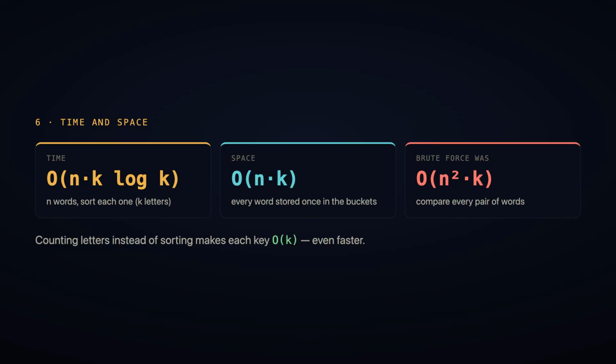The price is memory. We store every word once inside the buckets, so that's O of n times k space. And if you key by counting letters instead of sorting, each key is just O of k, even a touch faster. Either way, a little space for the map, and the n squared trap is gone.